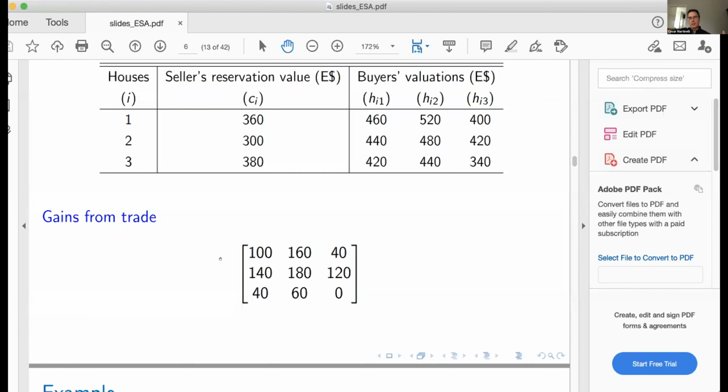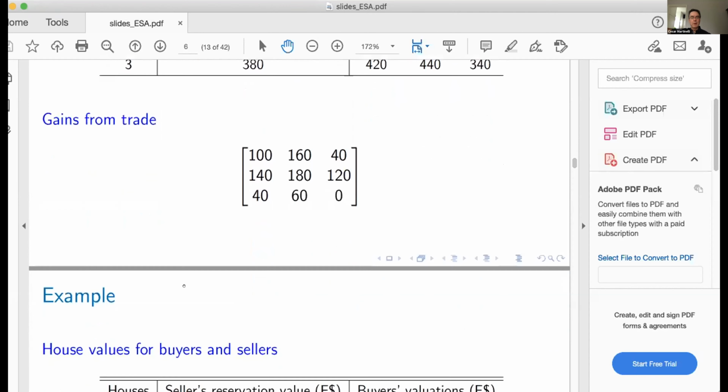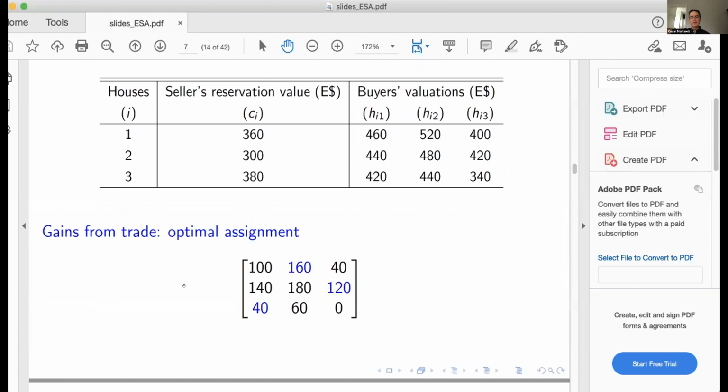And the idea, of course, is that you can only participate in one pair. So an allocation is basically filling this matrix with zeros and ones, and every column adds up to 1, every row to 0 or 1. And there is a way to maximize the total surplus, and it's marked in blue. Can you see that? Okay, so this is the optimal assignment.